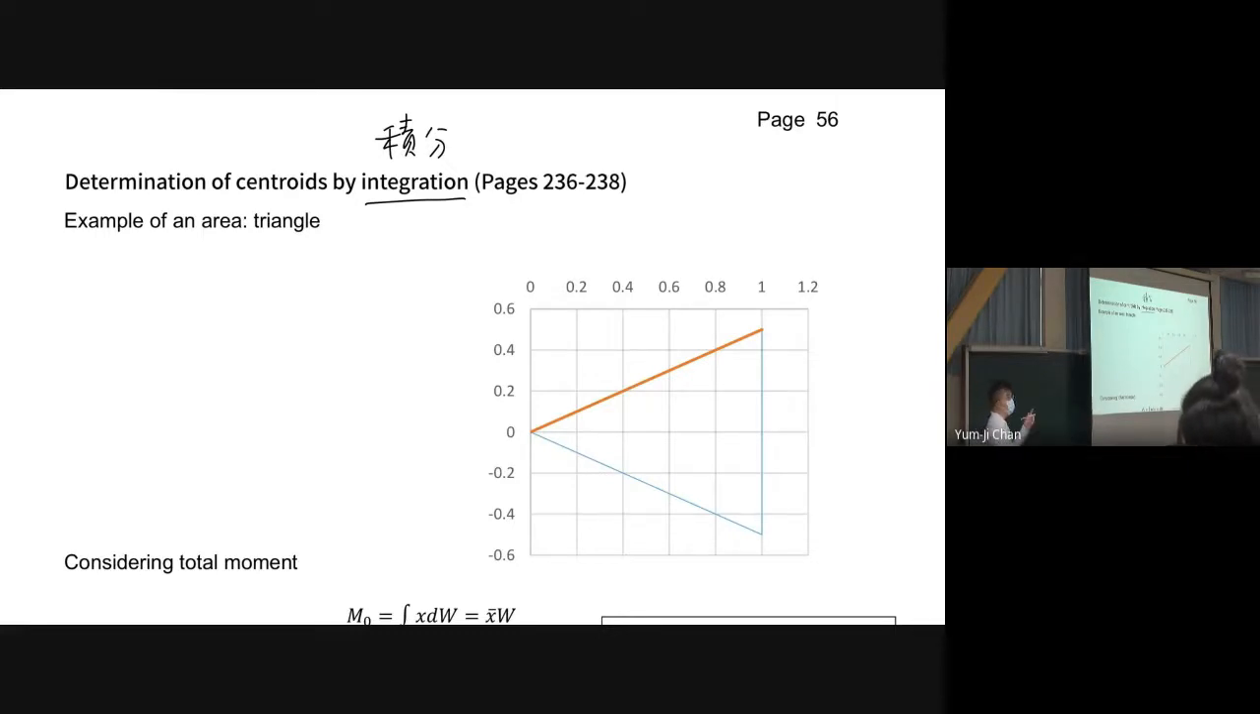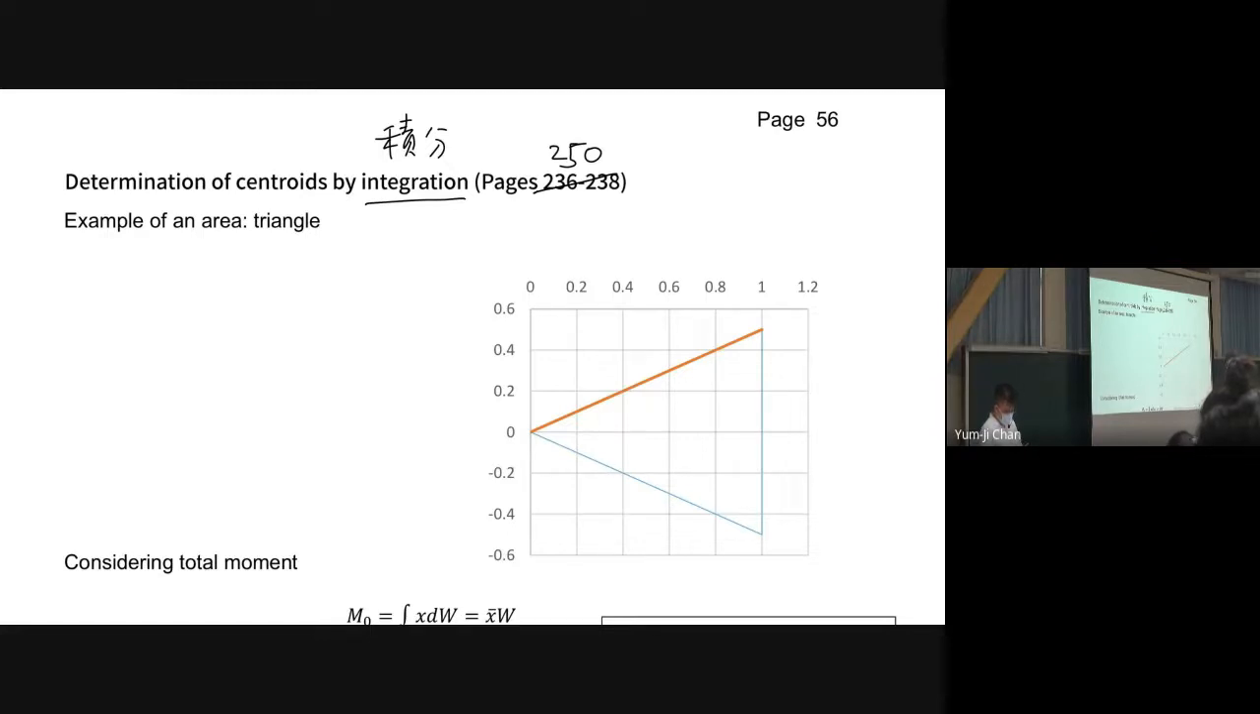If you are not familiar with this topic, go home and read pages 200 to 250. Sorry, 250. And I will go downwards from here next Tuesday. If you are not familiar with this topic, spend your weekend reading this.